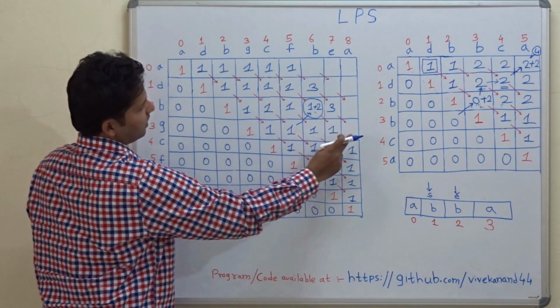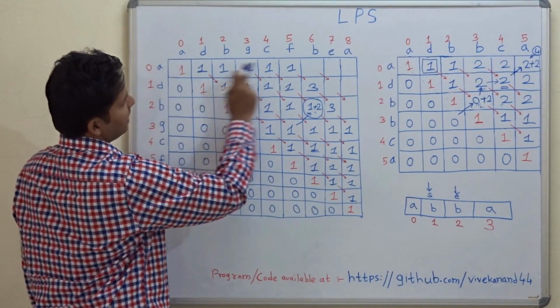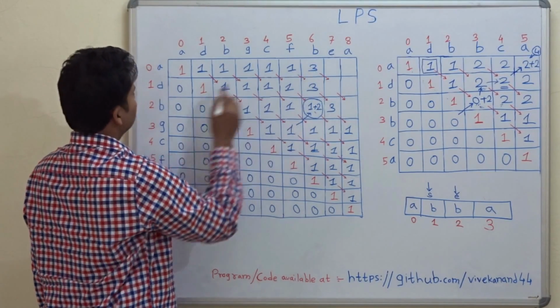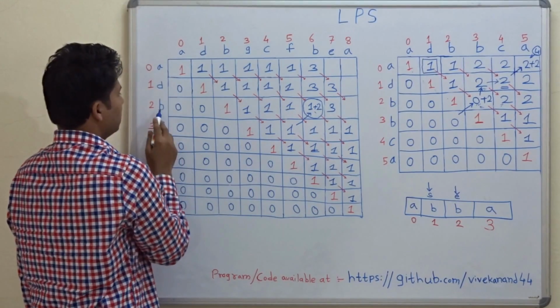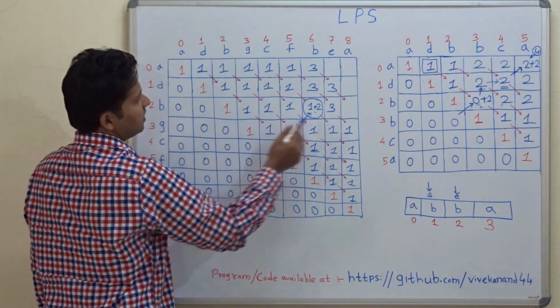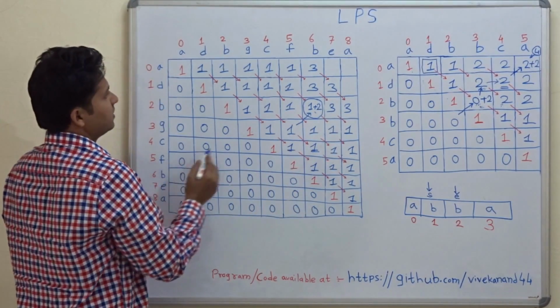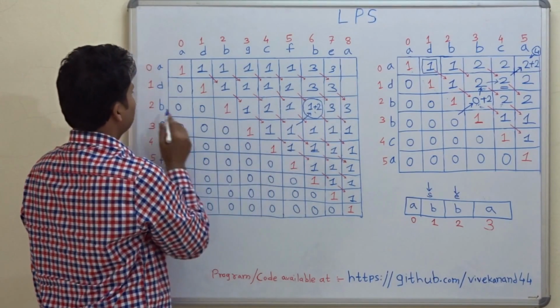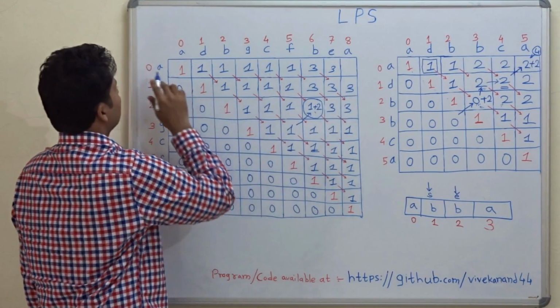Then GA they don't match, so max of 1 and 1 is 1. Then AB they don't match, max of 1 and 3 is 3. DE they don't match, max of 3 and 3 is 3. Then BA 3 and 1, max is 3. Then AE they don't match, so max of 3 and 3 is 3. DA max of 3 and 3 is 3.